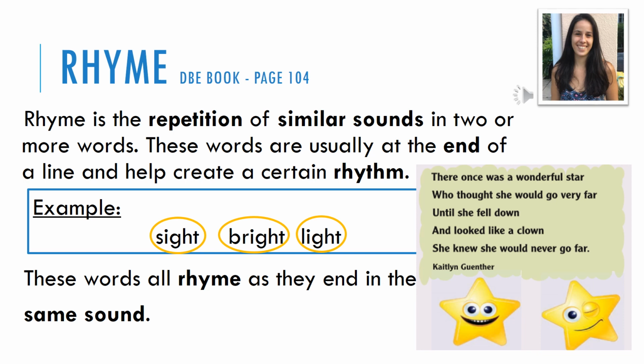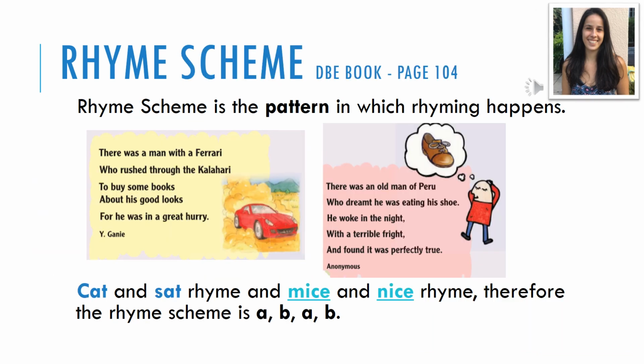Now I want you to look at the other 2 poems and do the same thing. Underline the words that rhyme with each other or circle them, and then write down the rhyme scheme. I covered rhyme scheme in the previous slide, but if you're still not sure, have a look at this one. I want to go through your answers for your rhyme scheme of your other 2 limericks.